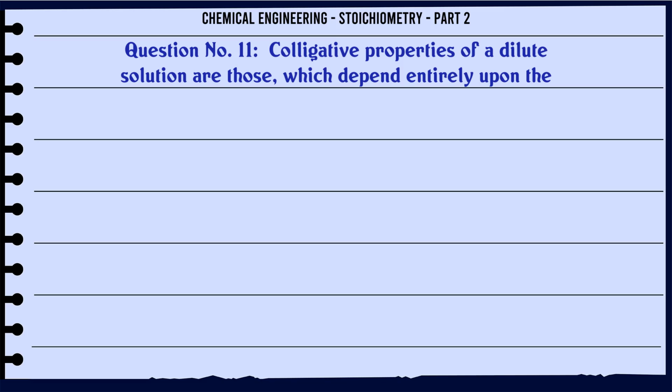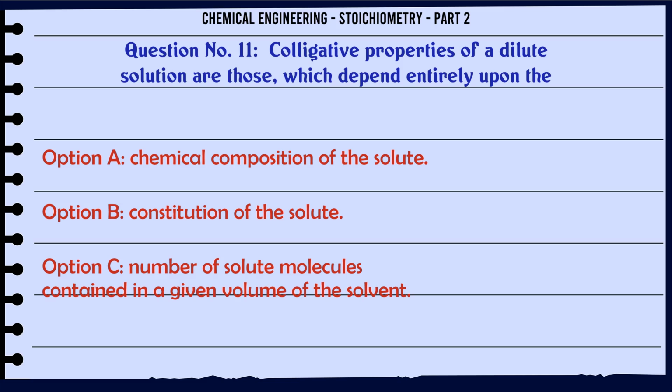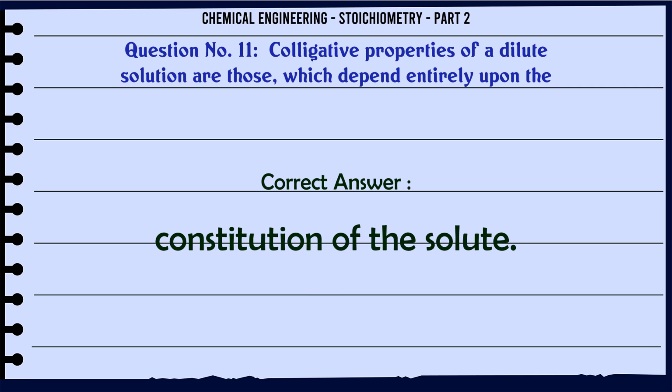Colligative properties of a dilute solution are those which depend entirely upon the A. Chemical composition of the solute, B. Constitution of the solute, C. Number of solute molecules contained in a given volume of the solvent, D. None of these. The correct answer is constitution of the solute.